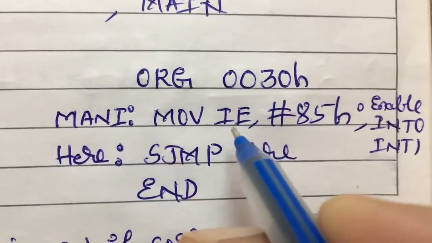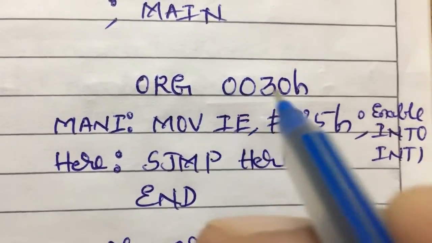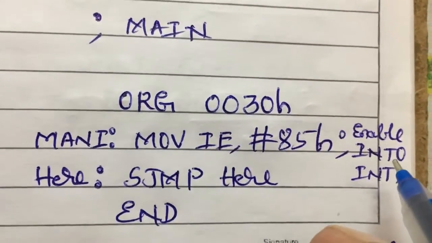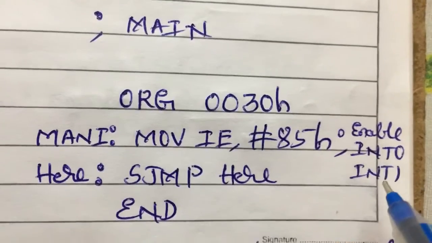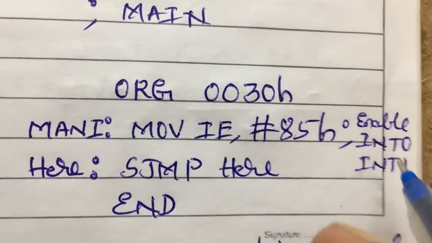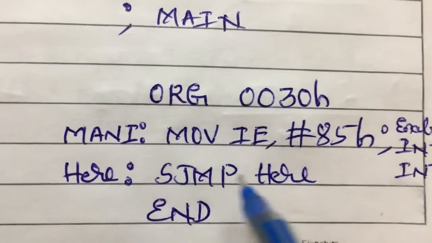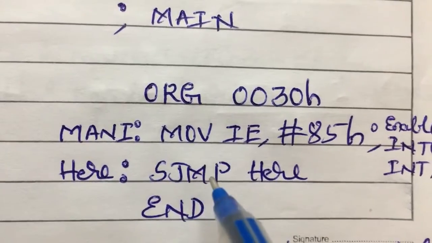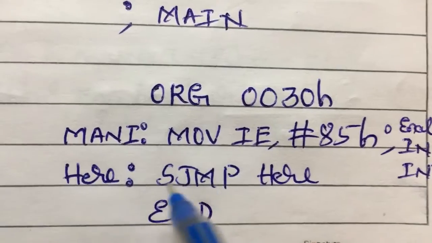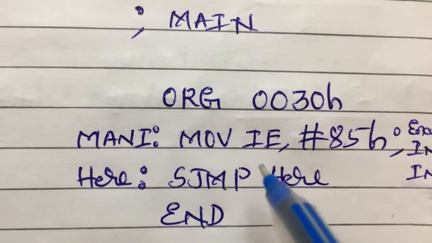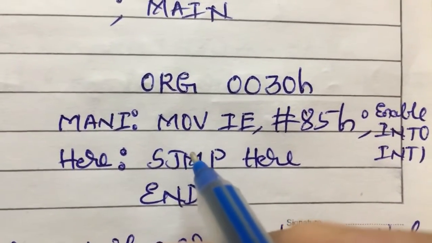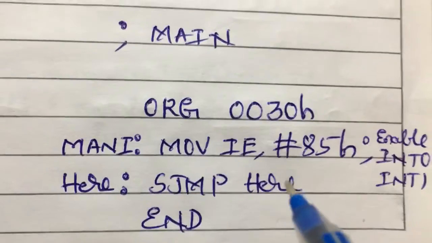Please write the bit pattern of IE. In that, make the EA bit equal to 1, as well as enable INT 0 for switch 1 and INT 1 for switch 2, that is pin 3.2 and pin 3.3. Next, the wait instruction, HERE: SJMP HERE. The controller will stay on this instruction until I press pin 3.2 or pin 3.3.